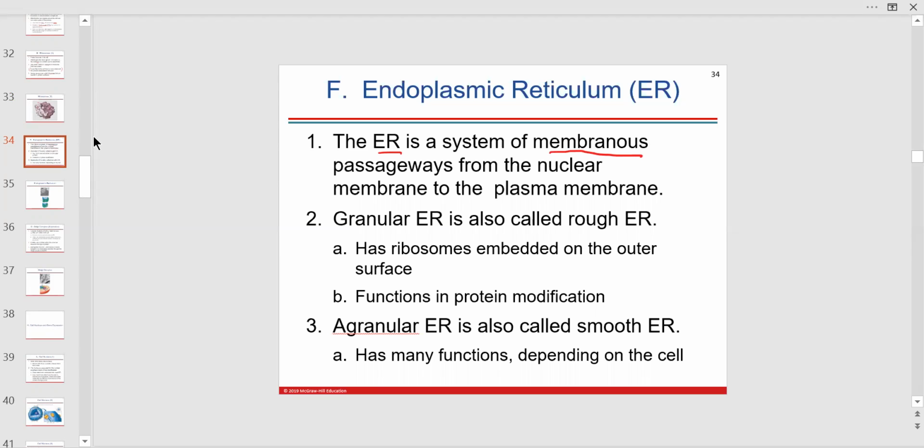The endoplasmic reticulum is membranous, like the nuclear membrane is continuous basically with the membrane of the ER. So the rough or granular ER has the ribosomes that are studded or embedded on the outer surface. And it builds proteins or modifies proteins as well. The smooth ER does not have ribosomes. It's agranular without those granulations of ribosomes. And each cell will be different for what it needs to make, like carbohydrates, phospholipids, steroids, anything that's not a protein.